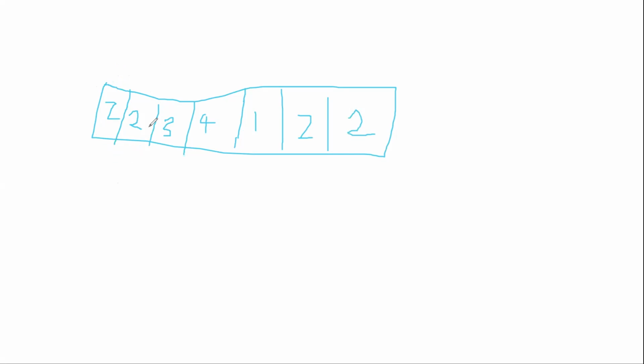So we can just return. But let's say here there wasn't a 2. Let's say there was a 3 here, and 5 here. Okay. Let's say there was a 2 here.